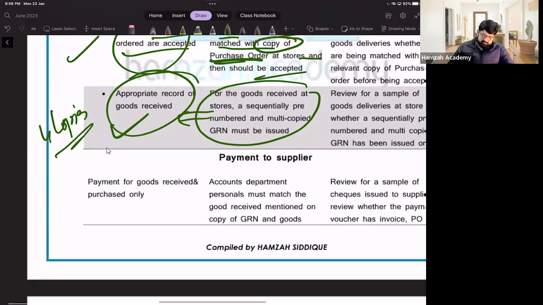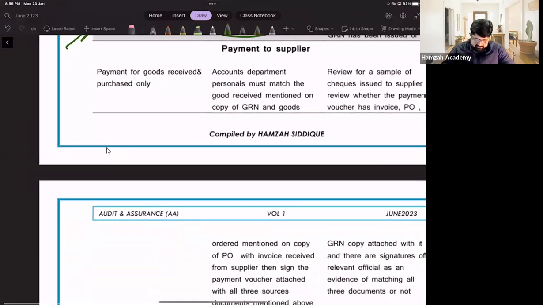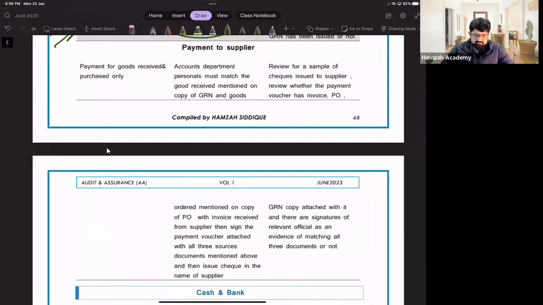Next, payment to suppliers. Students, payment is for goods received and purchased only. Yeah, very important. What were received and purchased? Purchased and received basically. It should not be like that.